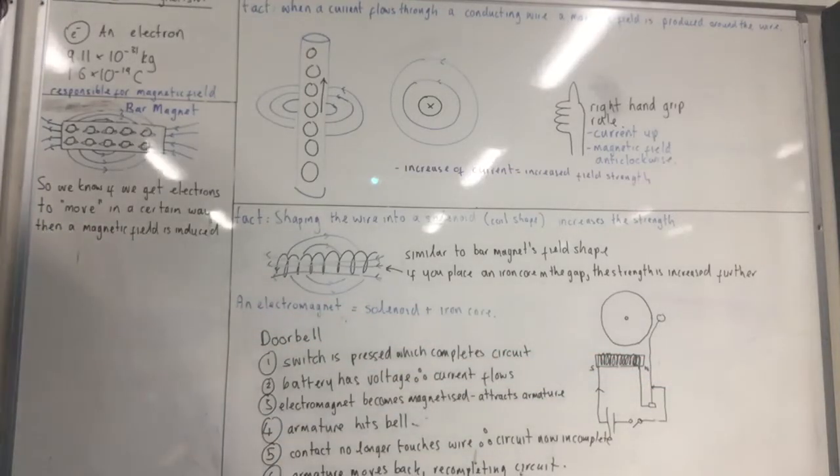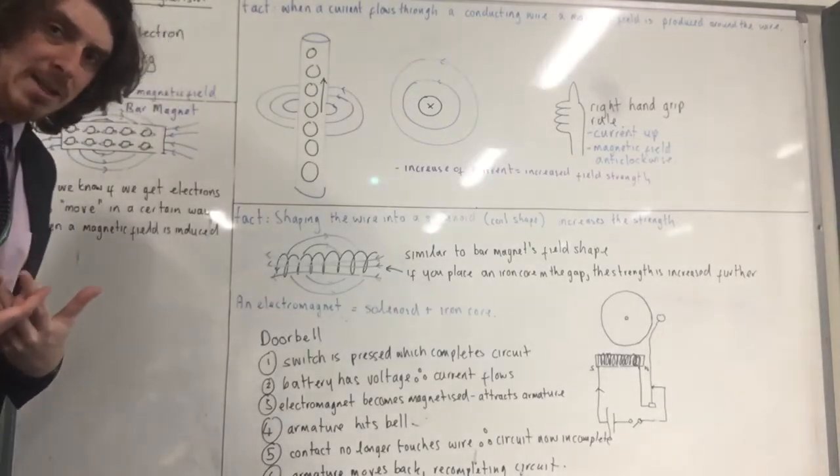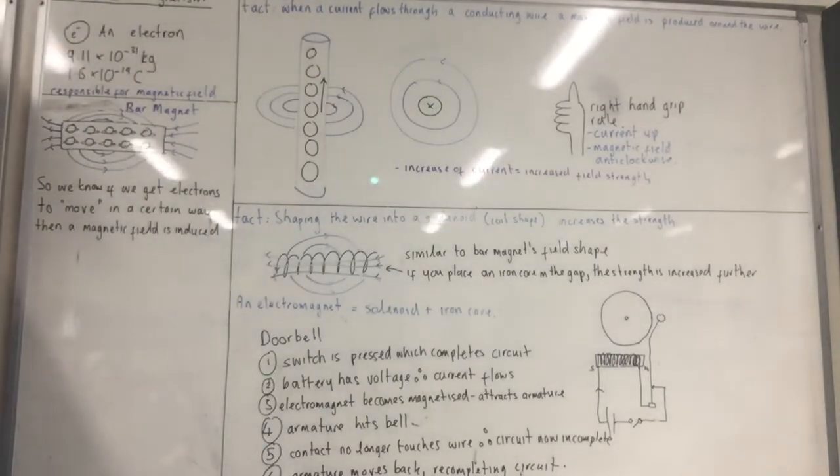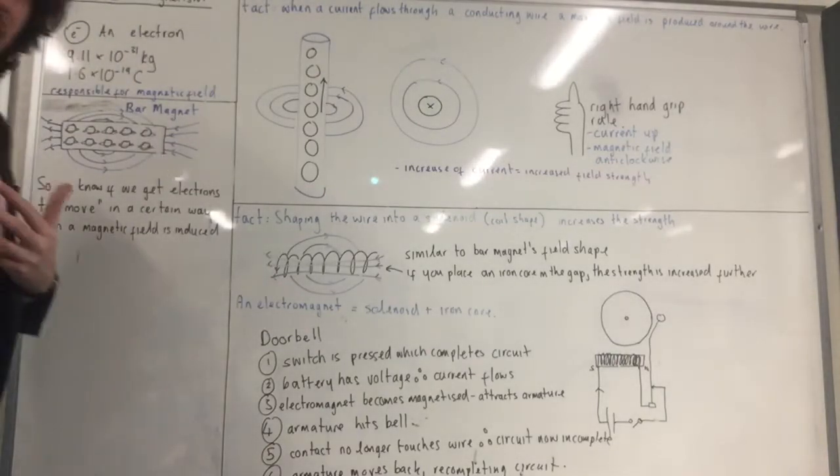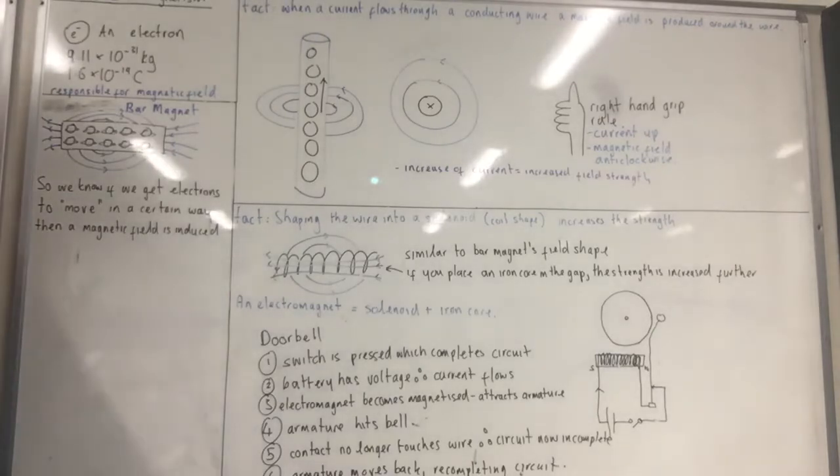One of the major things in circuit science are electromagnets, and they make a lot of things work that wouldn't work if they didn't exist. Okay, so what I'm going to talk to you now is about electromagnetism. Last lesson we looked at magnetic fields and where that comes from.